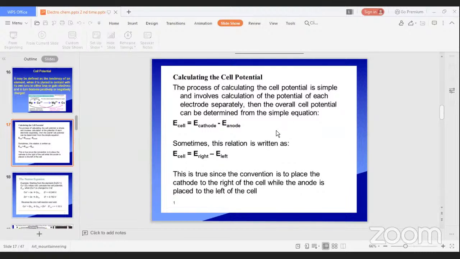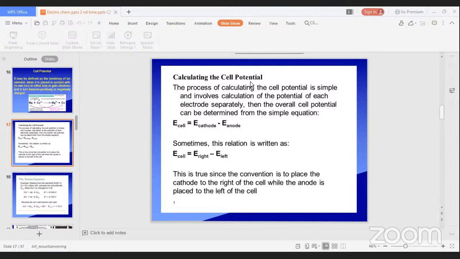If I have the E oxidation potential value and want to convert it into the E reduction potential value, the value should be multiplied by a negative sign. So E oxidation equals minus E reduction. That is the conversion between oxidation potential and reduction potential. Now we are discussing calculating the cell potential.